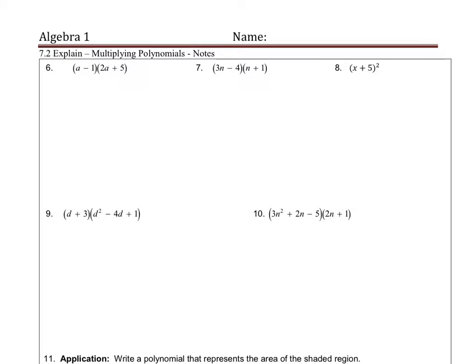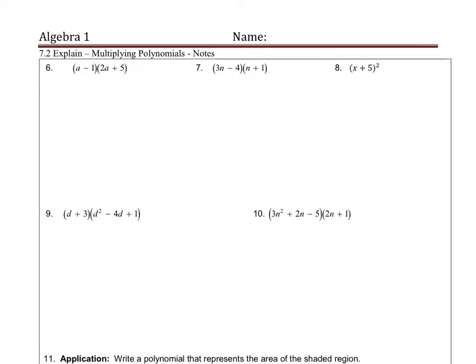Okay, so welcome back to part 2 of the video. And we're just going to continue practicing on multiplying polynomials. Just like we were doing in part 1, you can either use the area models or you can use the split distribution that I showed you in the first part. So I'm going to have you do number 6, 7, and 8 on your own.